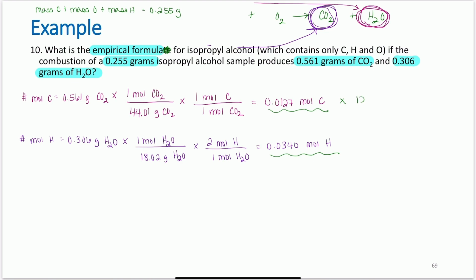So I'm going to convert this to grams of carbon, 0.153 grams of carbon. I stopped here because I do need the number of moles as well. That's why I didn't continue the calculation entirely before. So I know I have 0.153 grams of carbon and 0.0342 grams of hydrogen in my original sample.